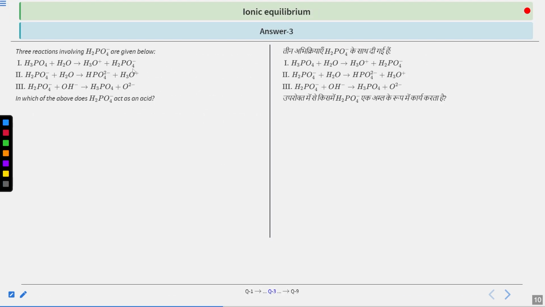Here we are given three reactions. Okay, three reactions are there, and you have to say in which of these reactions your H2PO4 minus will act as an acid. Okay. The correct answer will be only 2, that means option A.